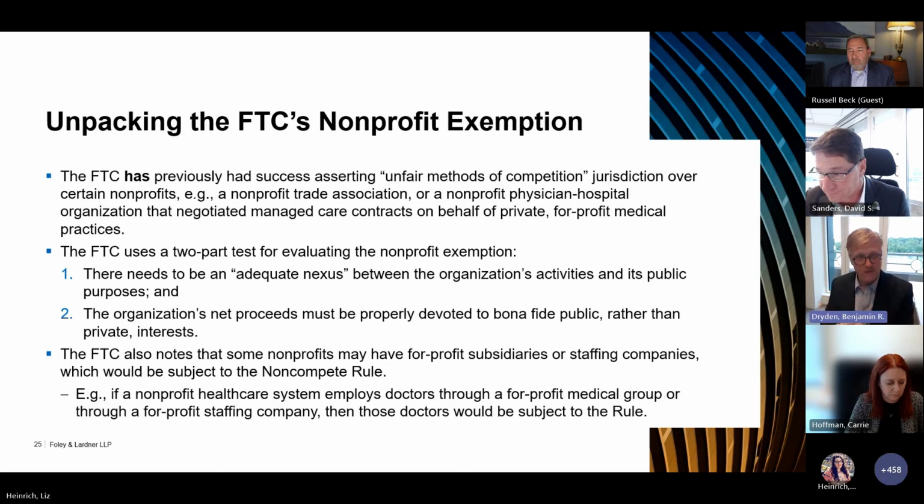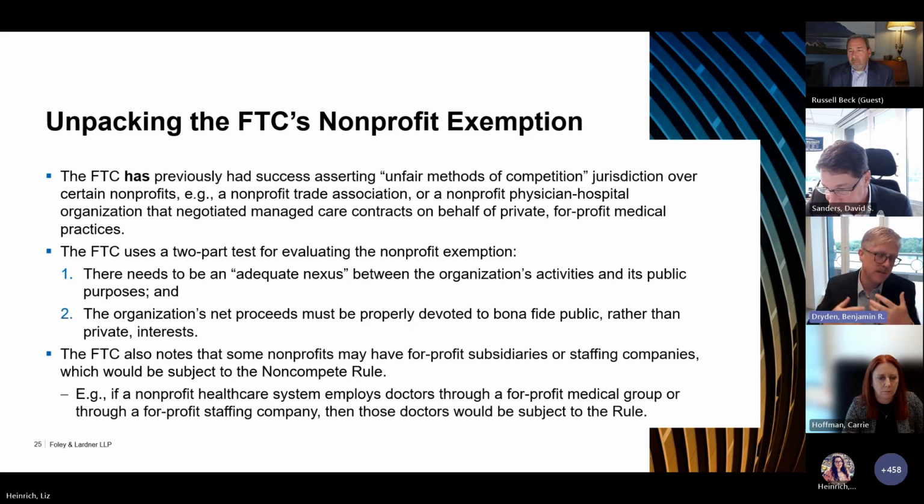If that employment vehicle is itself a for-profit, then it probably is subject to the rule. And so that's something to keep in mind. And similarly, you could have a not-for-profit hospital that uses a private for-profit staffing company to provide doctors on a locums basis. That for-profit staffing company is almost certainly subject to the rule.